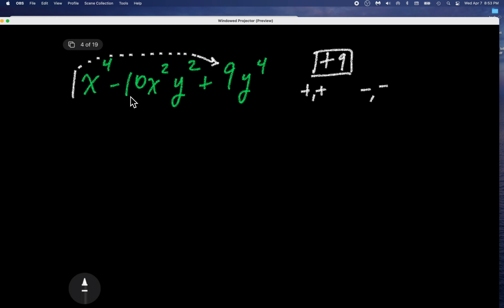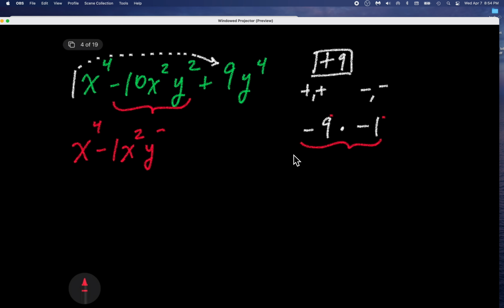Okay, so what we're going to do is rewrite this negative 10x squared y squared creatively using these two numbers. We're going to pair the number with the other coefficients in the equation that we think will allow us to pull out GCFs. So watch what we do. With the x to the fourth, we're going to put minus 1 x squared y squared. And with the 9y to the fourth, we are going to put minus 9 x squared y squared.